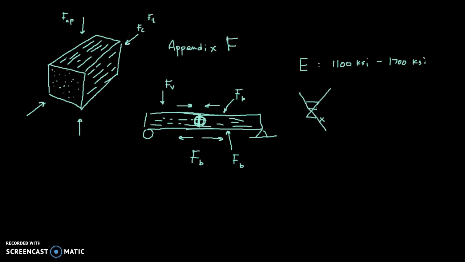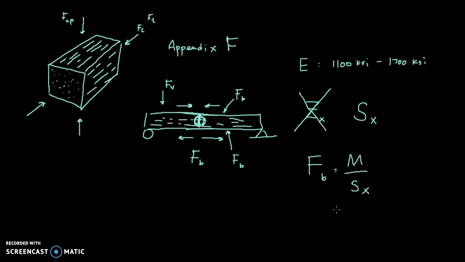So in wood, we do not use the plastic section modulus. We use the elastic section modulus in order to determine when the stress in the outer fiber reaches the allowable point. So we learned earlier that bending stress is equal to moment divided by section modulus.